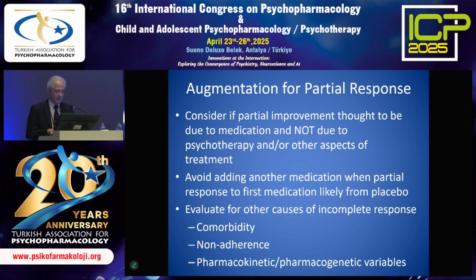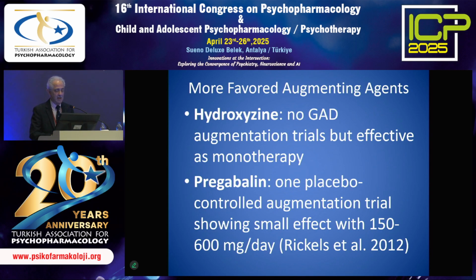But if you really think the drug caused it, you could add one of these other medications for incomplete response. Hydroxyzine has no studies, actually, but I gave you the evidence of its effectiveness as monotherapy, so it seems reasonable. And then there's pregabalin, which actually has a placebo-controlled augmentation trial, adding it to an SSRI versus a placebo, with pretty decent doses. It had a small additional benefit.